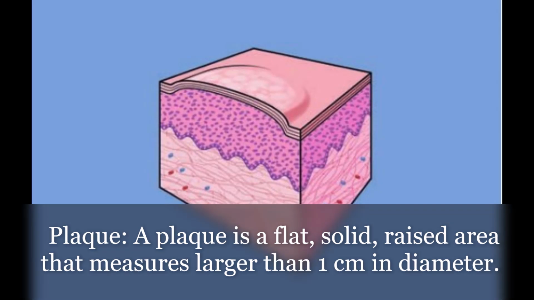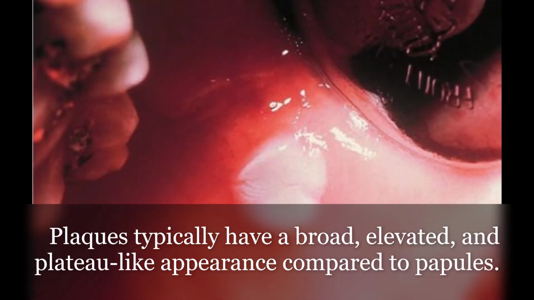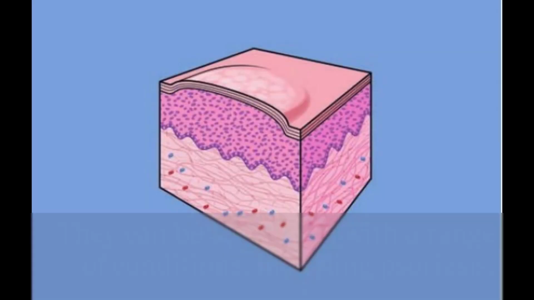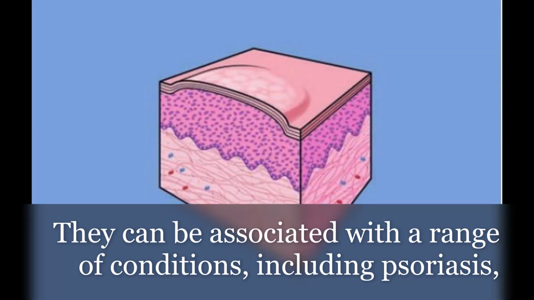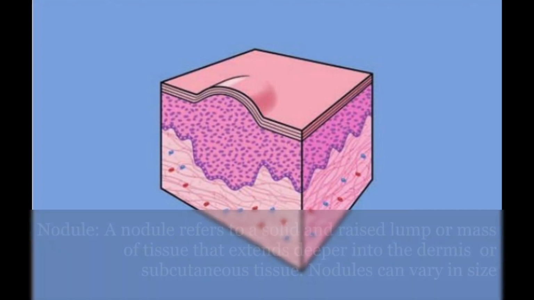Plaque. A plaque is a flat, solid, raised area that measures larger than 1 centimeter in diameter. Plaques typically have a broad, elevated, and plateau-like appearance compared to papules. They can be associated with a range of conditions, including psoriasis, seborrheic keratosis, and some types of oral mucosal lesions.